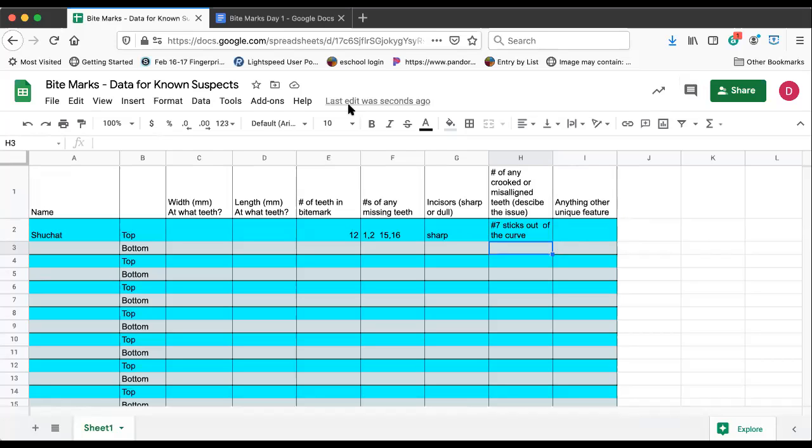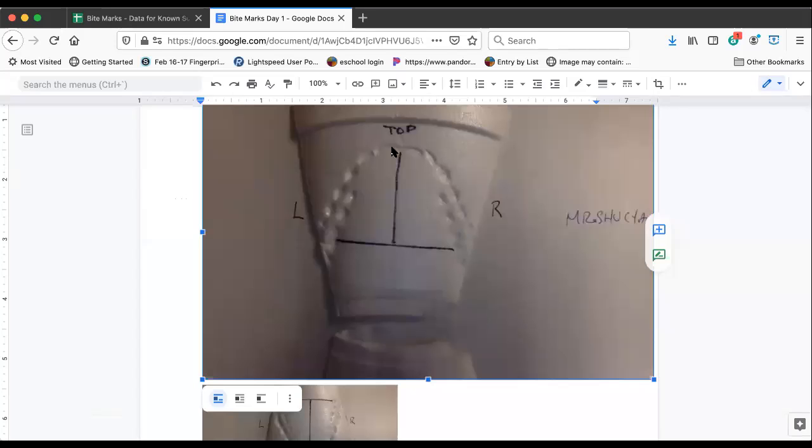All right, let's continue on here. Any other unique features? Like I said, most of the time it's going to be left blank. There's nothing obviously weird about my bite mark other than the one tooth that we've identified is a little bit out of line. So my parents wasted their money on the braces they bought me when I was a kid. So we're going to leave that blank.